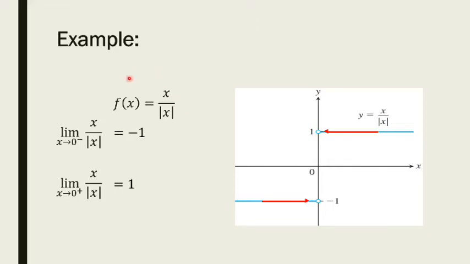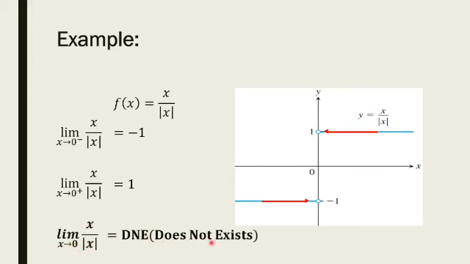Since this function approaches two different values, the limit of the function x over the absolute value of x as x approaches 0 as a whole does not exist, because there are two different values being approached, not a single value L. Now we can talk about the continuity of the function.